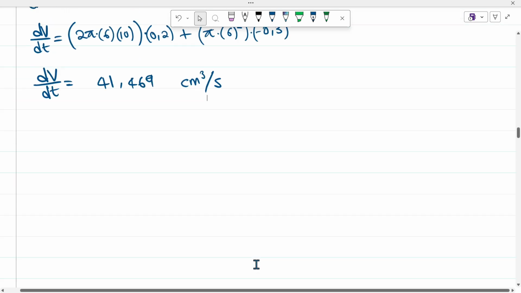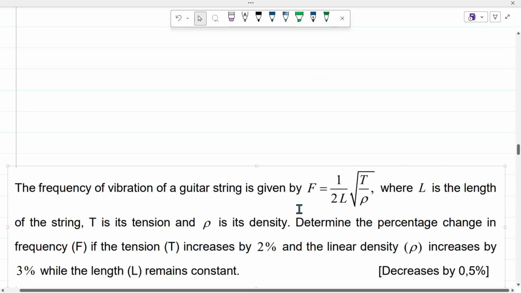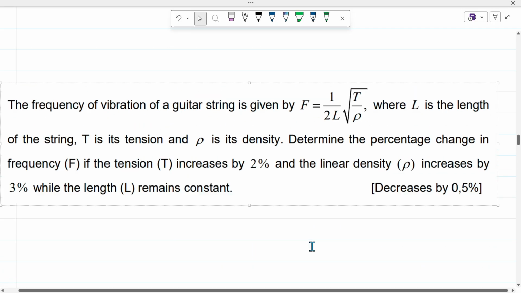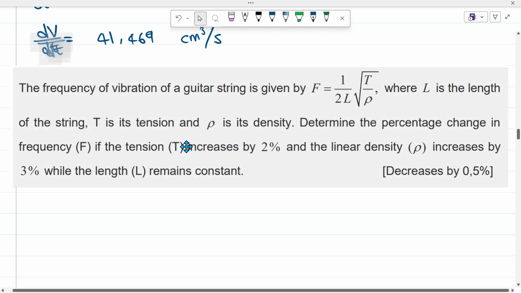So let's see another question first. The other question that we have now will be this one. This is going to be the question that we are going to discuss right now.